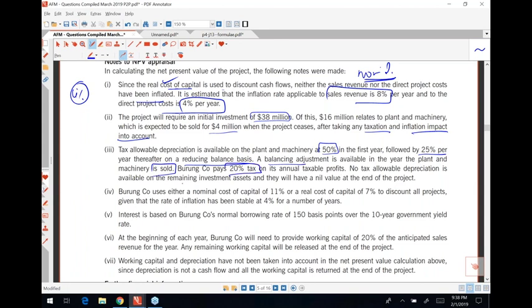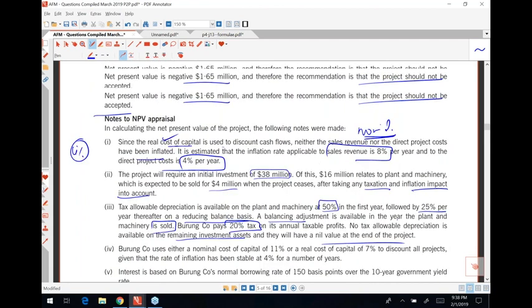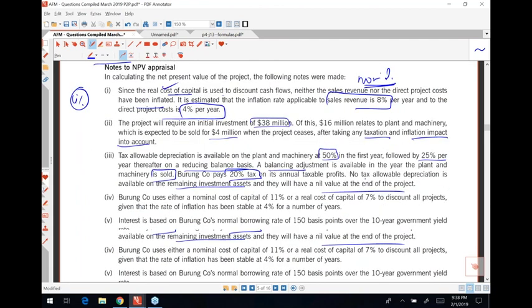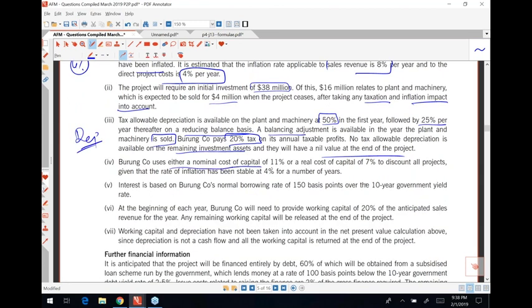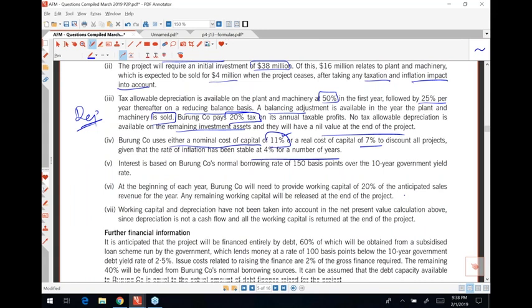No tax allowable depreciation is available on the remaining investment assets, and they have nil value at the end of the project. So basically, the depreciation hasn't been accounted for, and it needs to be accounted for in this scenario. It says Buren uses either a nominal cost of capital of 11% or a real of 7%, so nominal needs to be used. General inflation is 4%. Interest is based on Buren's normal rate of 150 basis points over the 10-year government yield curve, so yield curve plus 1.5% is your interest cost.